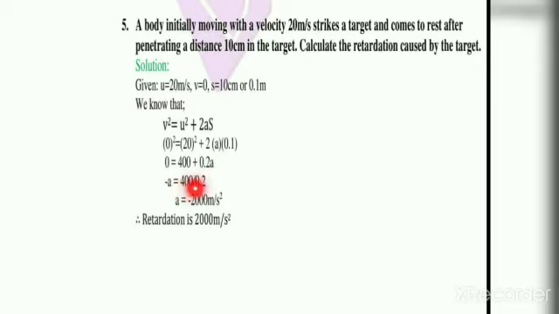So you get 400 divided by 0.2. When you take it to the other side, it will become minus. So minus a will be equal to 2000 meter per second square. Okay, so the retardation is 2000 meter per second square. When you're writing the retardation, you don't need to write minus. You can see the acceleration is negative. If the acceleration is negative, that means it is a retardation.